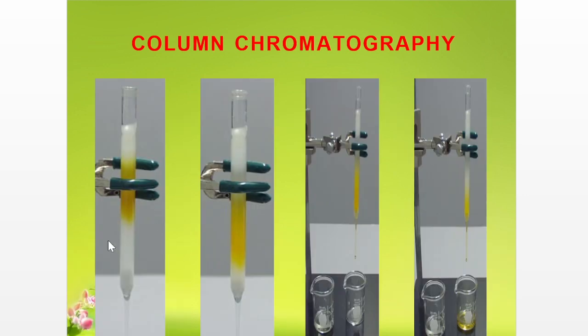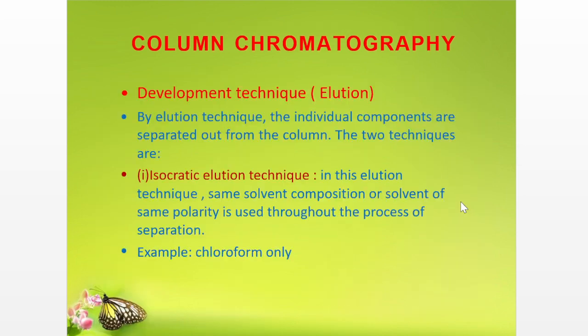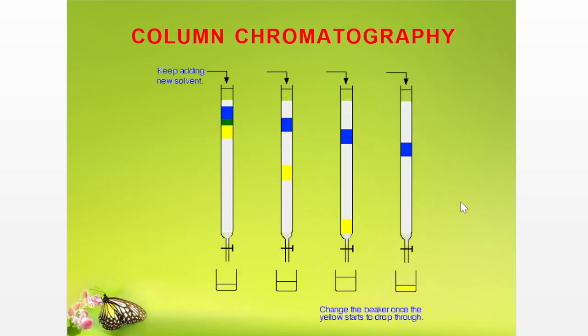Here is the basic experiment, shown in this figure, in which different colors are shown in the column. We can separate each color separately: first we separate the yellow color in one tube and then the green color in another tube. The whole process of column chromatography is discussed here: keep adding new solvent, and the yellow band drops, then each component goes down and is separated.